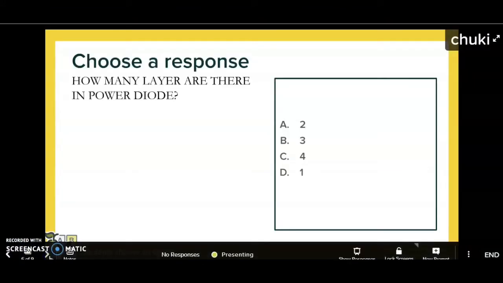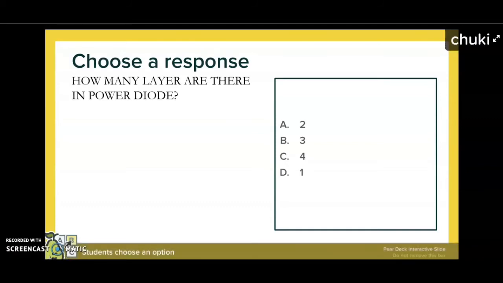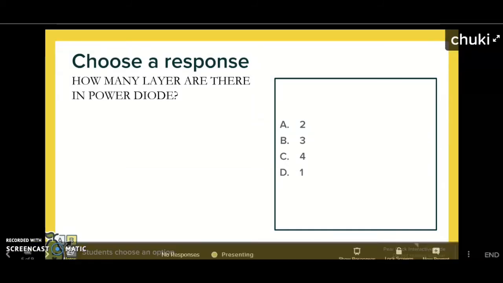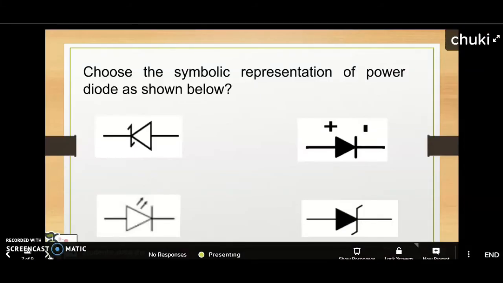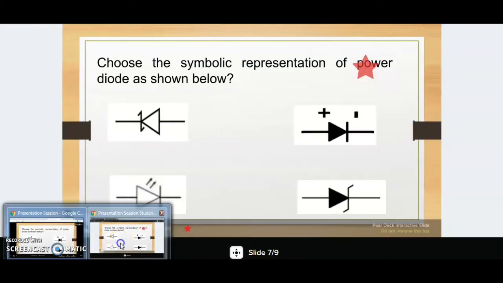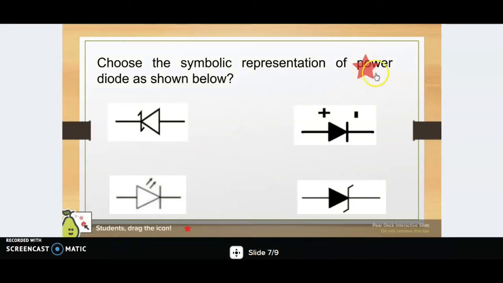Now I have to go to the next question, which is another interactive tool, with the same question. So I jump to the next question. The next question will be a dragger kind of question. From the student point of view, if it is a dragger, it will show the star mark on which answer is correct. For example, this answer is correct for the power diode symbolic representation. The students will drag that particular option.